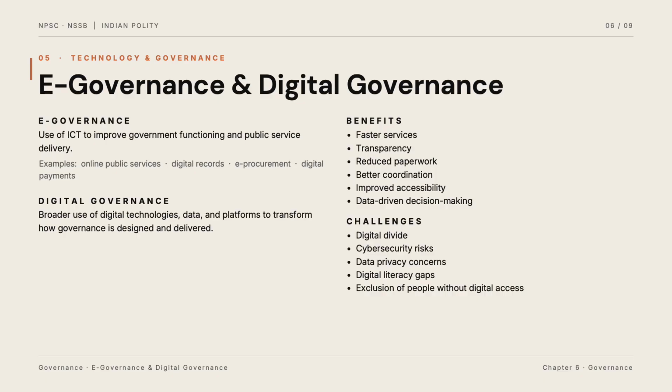And then e-governance and digital governance are the same. E-governance is the use of ICT, information and communication technology, to improve government functioning in public service delivery. Examples: online public services, digital reports, e-procurement, digital payments. Digital governance is the further use of digital technology, data and platforms to transform how governance is designed. You can use the same definition for both.